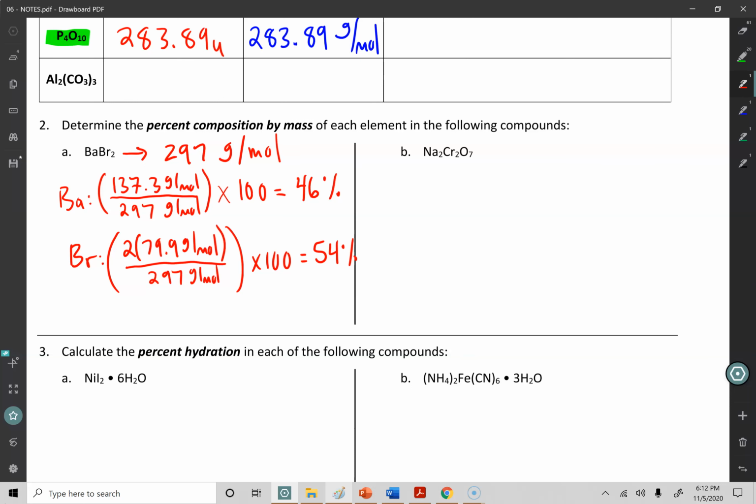That's it. So make sure that you're using the periodic table. Be really careful about calculating molar mass. It's easy to make careless mistakes.